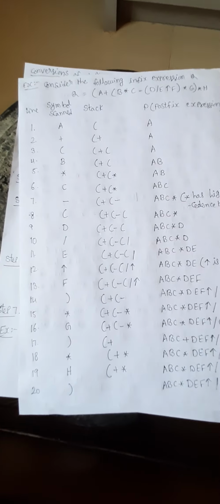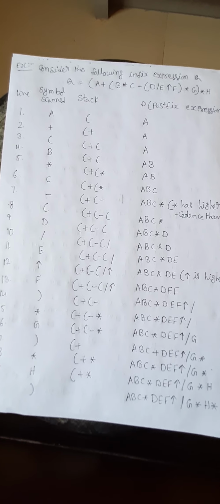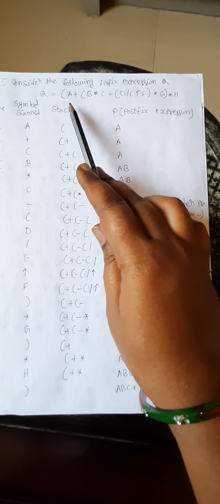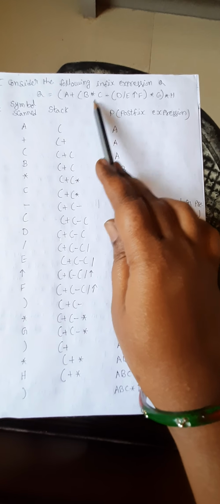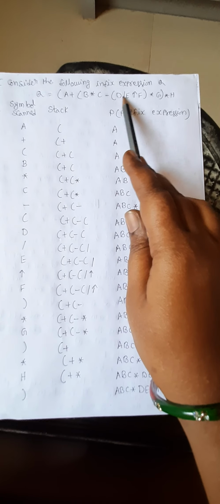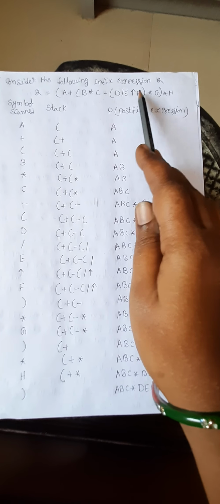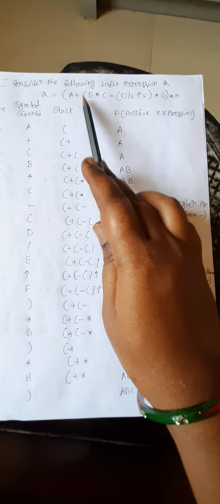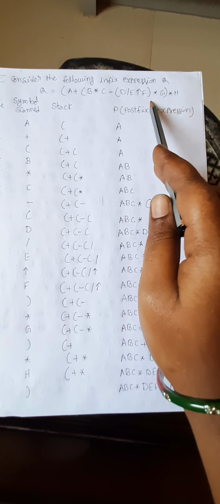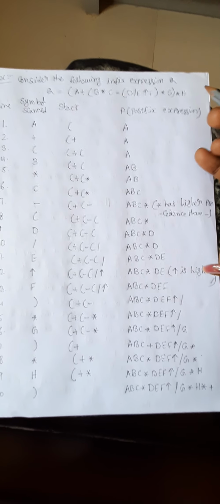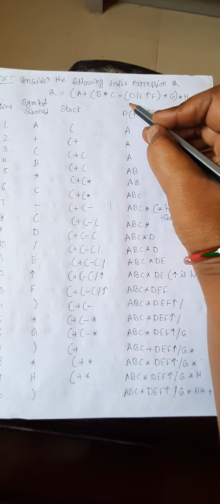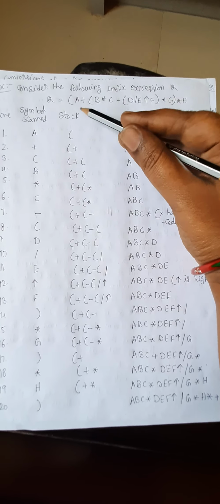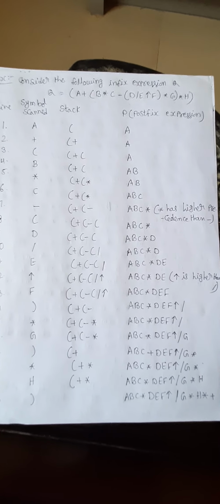Here I have given the example. Consider this as the infix expression: Q equals A plus B into C minus D divided by E exponent of F into G into H. Here these are the left parentheses and these are the right parentheses. See here, this is a left parenthesis and here it is closed; this is another left parenthesis and here it is closed; and for this left parenthesis, here we have to close it.